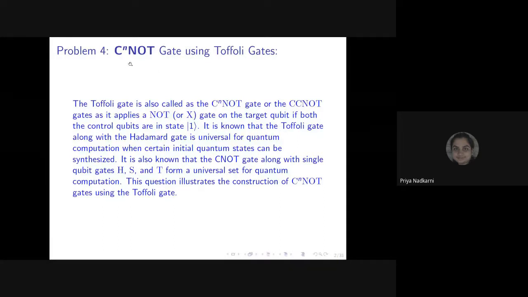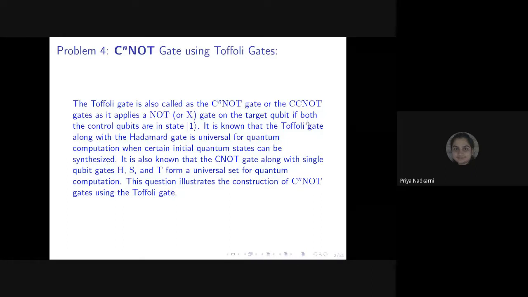I'll be using slides to discuss the problems 4 and 6. The fourth problem was basically about implementation of CPAR and NOT gates using Toffoli gates. As we saw in the lecture, the Toffoli gate is also called the C square NOT gate or the CCNOT gate. It is similar to the CNOT gate, but here there are multiple control qubits and one target qubit. Only when all the control qubits are in the state one, the NOT gate or the X gate is applied on the target qubit.